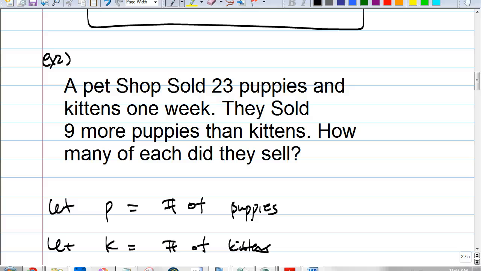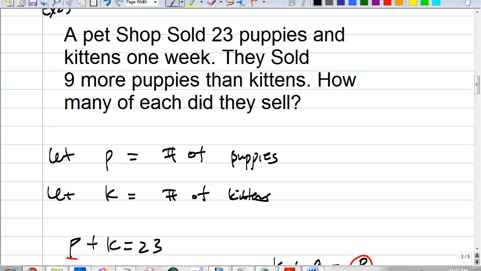Yeah. x plus y equals 23. Yeah, if you use x and y, I use P and K, but same thing, right? P plus K equals 23. Are we okay with that? Getty, what's my second equation? Because they said in the second sentence, they sold 9 more puppies than kittens. So what did they sell more, puppies or kittens? They sold more puppies, right? How many more? 9. So tell me the equation.